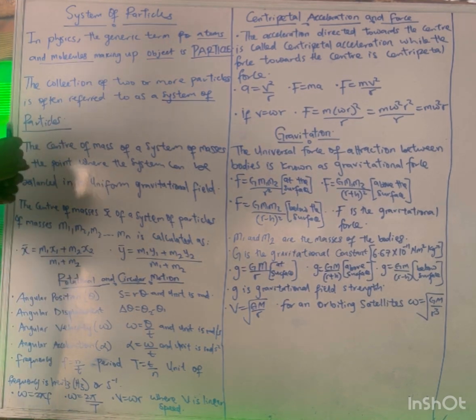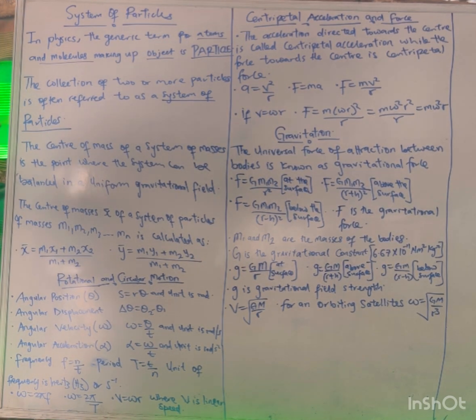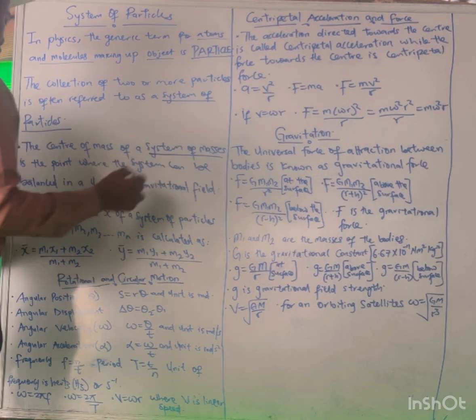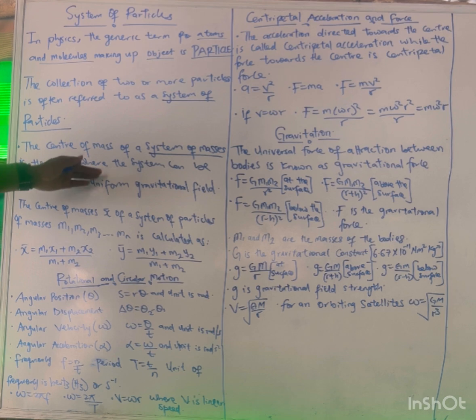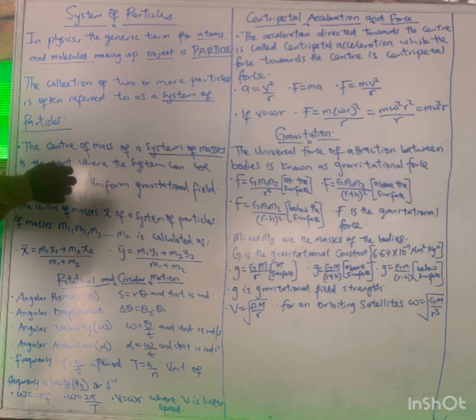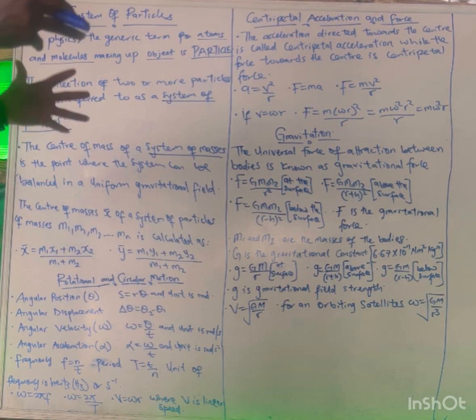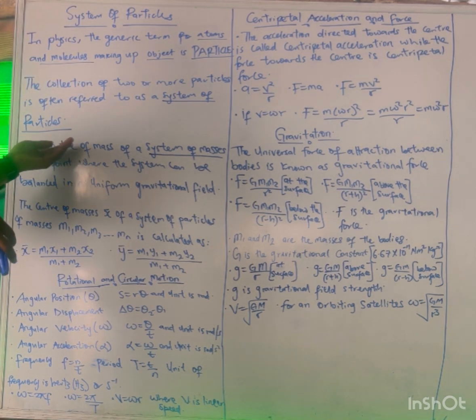So, if we talk about the center of mass, the center of mass of a system of masses is the point where the system can be balanced in a uniform gravitational field. So the point where the system can be balanced in a system of masses is referred to as the center of mass.